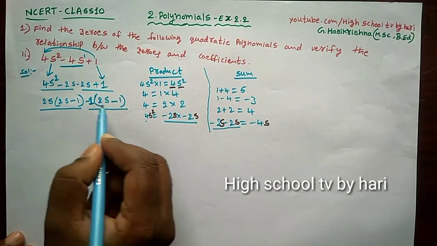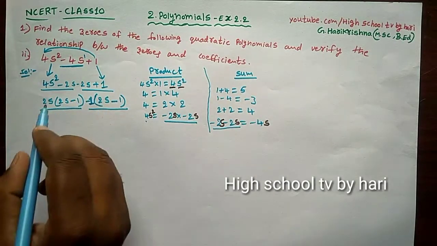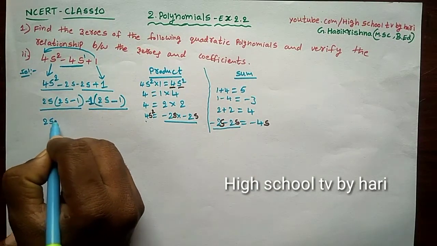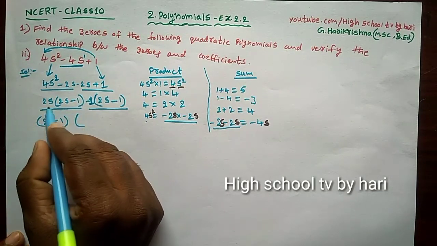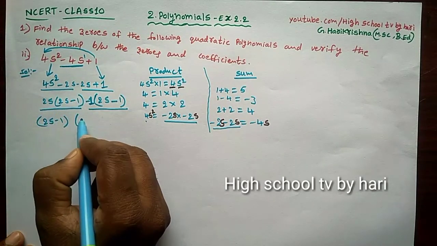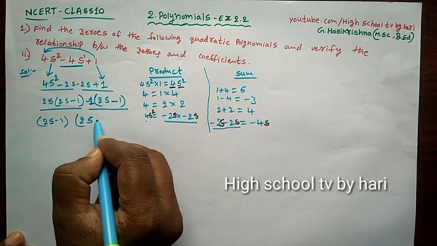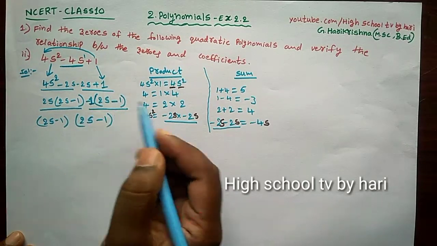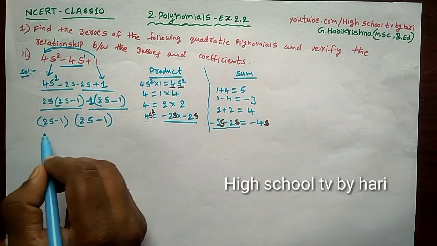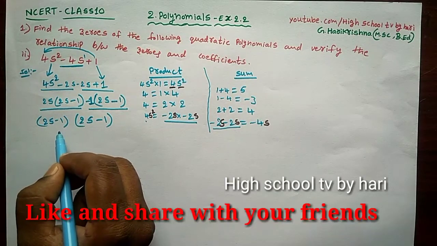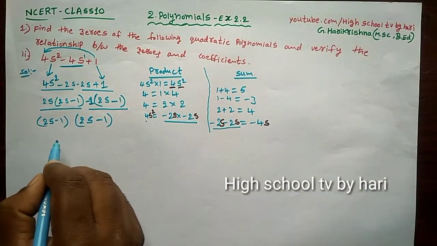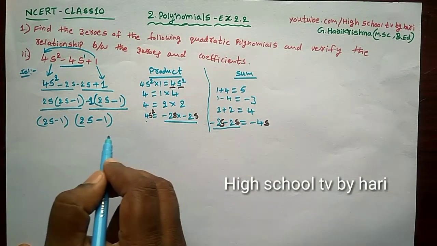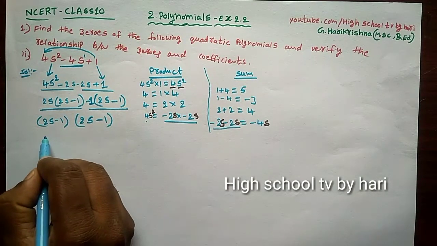From this, 2s minus 1 is common. So take 2s minus 1 common outside of the bracket. Remaining from the total, after taking 2s minus 1 out, the remaining is 2s minus 1. So we got two factors, 2s minus 1 and 2s minus 1. How can we know the zeros? By equating these factors to 0, we get the zeros.